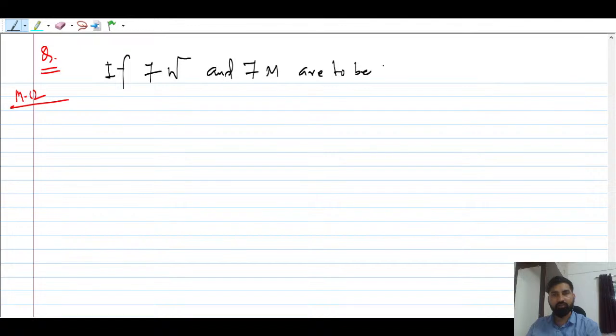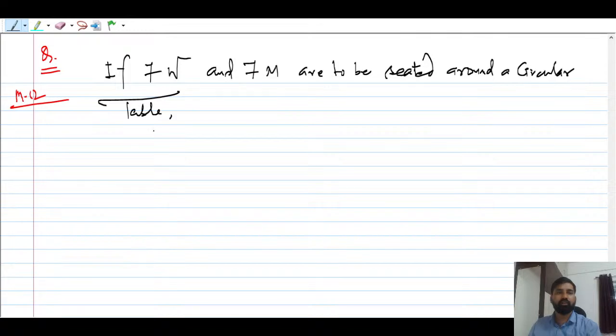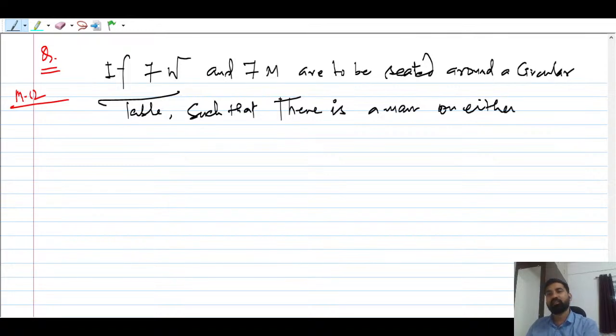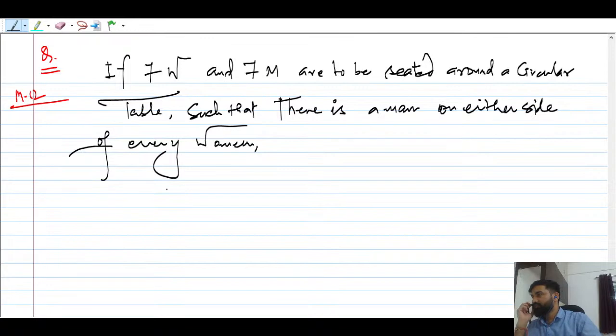Are to be seated around a circular table, such that there is a man on either side of every woman, not women, every woman.